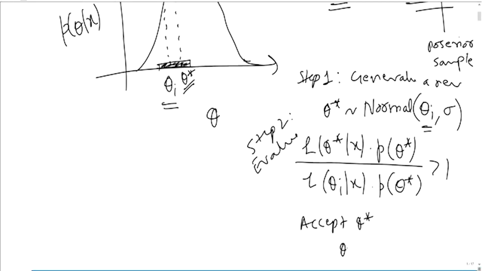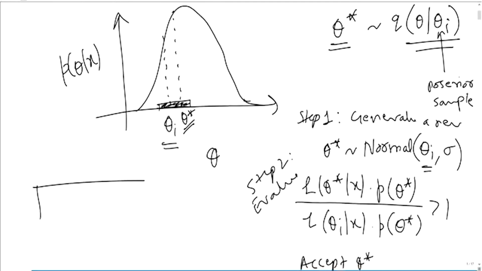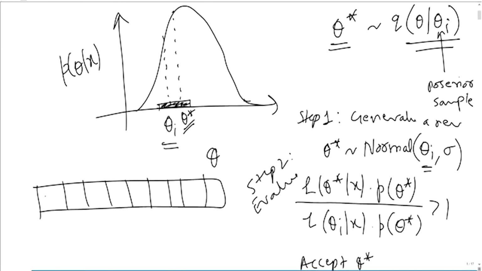So basically in your Markov chain, theta I plus 1 becomes equal to theta star. So basically you update the chain. So the new placeholder in the chain gets this proposal theta star, right? And you begin this process by initializing a Markov chain. So you start with an empty Markov chain. You initialize this Markov chain with some value of the parameter, let's say theta 1.